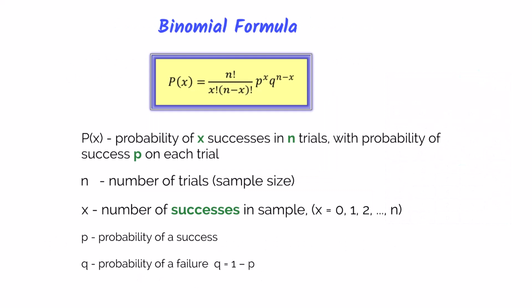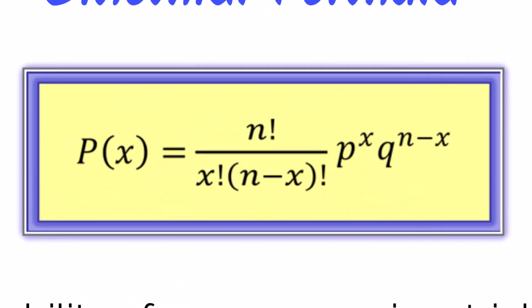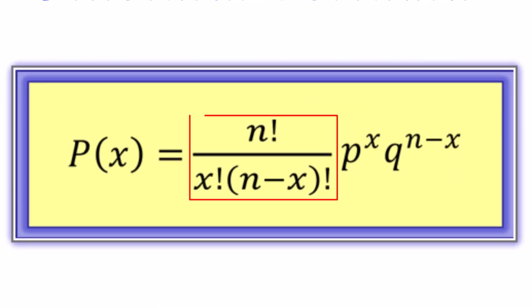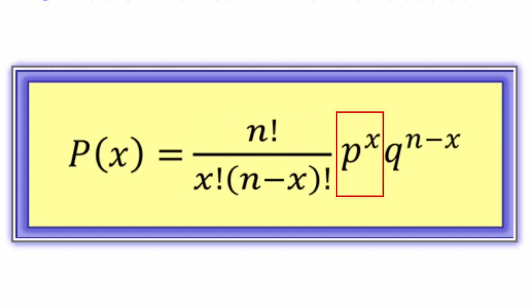This is what our binomial formula looks like. P of X, recall that this means the probability of X successes in our set of trials. N is the number of trials or sample size, X is the number of successes in the sample, P is the probability of success, and Q is the probability of failure or the complement of P. In our formula here, we will take the factorial of N and divide by the factorial of X times the factorial of N minus X. Once we have calculated the left side of the equation, we're going to multiply it by P to the power of X, and then the last step is to multiply that result by Q to the power of N minus X.